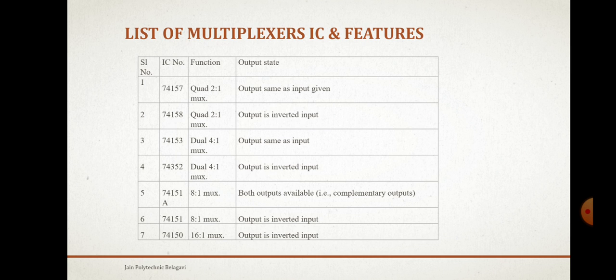74151 is an 8:1 mux where both outputs are available, the same output as the input, and also the complementary output. Then there is another 8:1 mux where the output is inverted, which you can say is low enable, active low, meaning the output is inverted and a bubble is present at the output side. 74150 is a 16:1 mux, output is inverted.